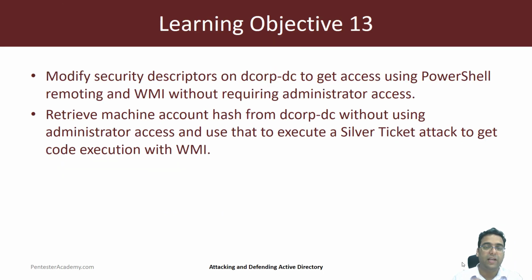Now, this brings us to our next learning objective. There are two tasks. First, you need to modify security descriptors on DCOP/DC to get access and command execution capabilities using PowerShell remoting and WMI without requiring administrator access. That is one part. The second is to retrieve the machine account hash from DCOP/DC without using administrative access and use that to execute a silver ticket attack to get code execution once again with WMI, right?